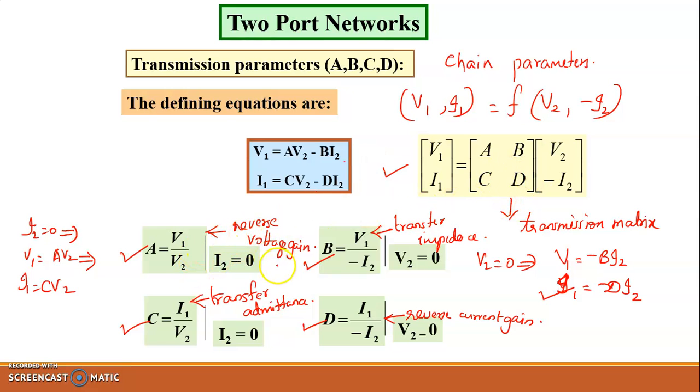So we have the ABCD parameters, four sets of parameters: A, B, C and D. A is the reverse voltage gain given by V1 by V2. B is the transfer impedance given by minus V1 by I2. C is the transfer admittance given by I1 by V2, and D is the reverse current gain given by minus I1 by I2. So these are the ABCD parameters.